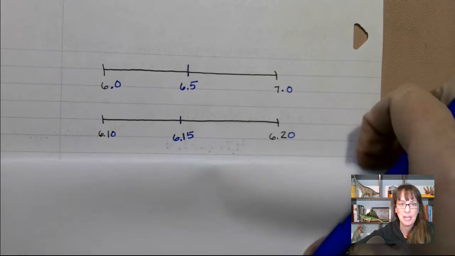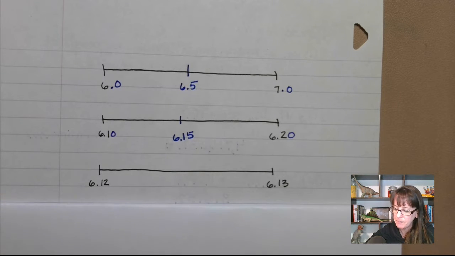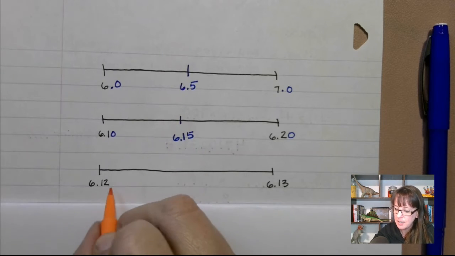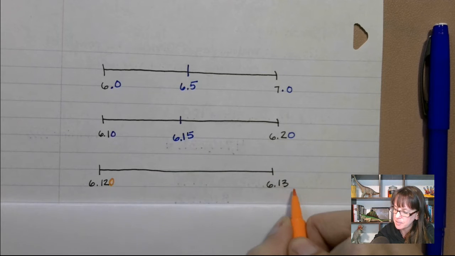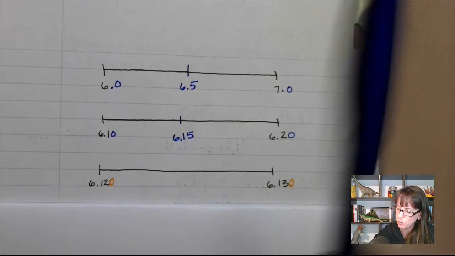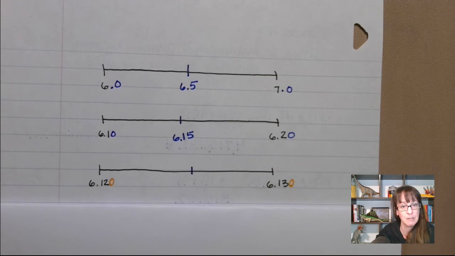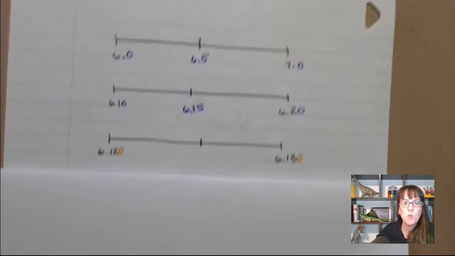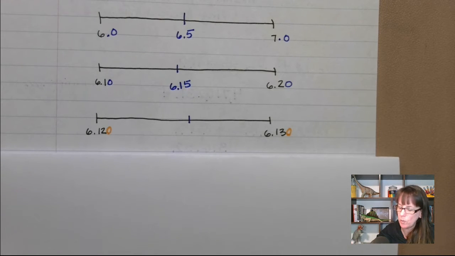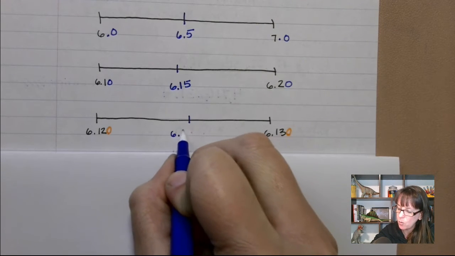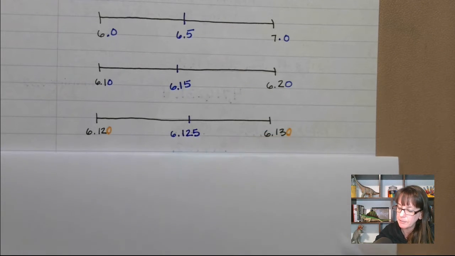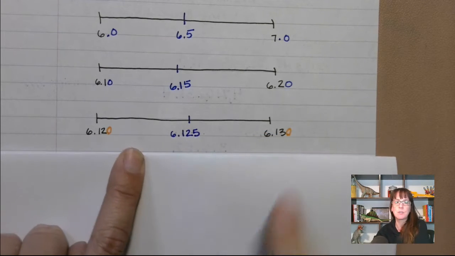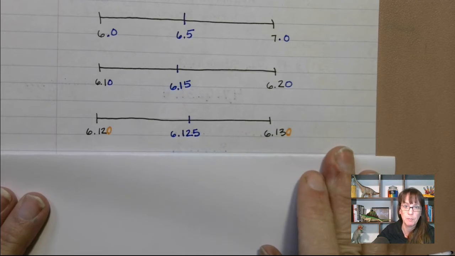Adding those zeros helps. Let's take a look at this one. We have 6 and 12 hundredths. I'm going to add some zeros here, and 6 and 13 hundredths. Right smack dab in the middle. This time I'll try and be a little closer. We have 120, 130. What comes in between 120 and 130? 6 and 125. So you can see by adding zeros, you're able to place things on your number line a little bit easier.